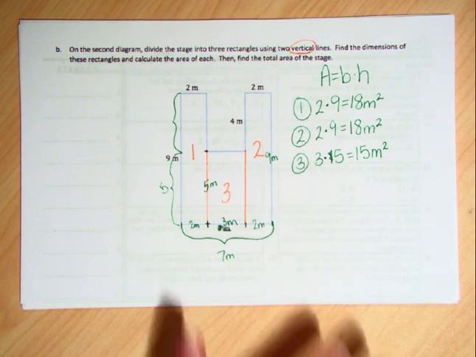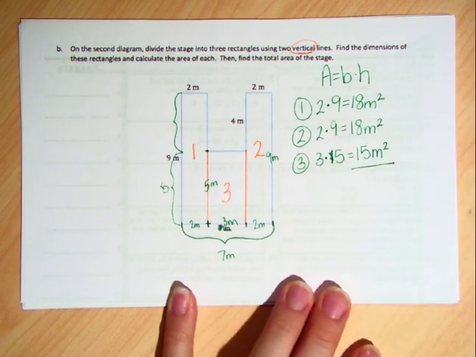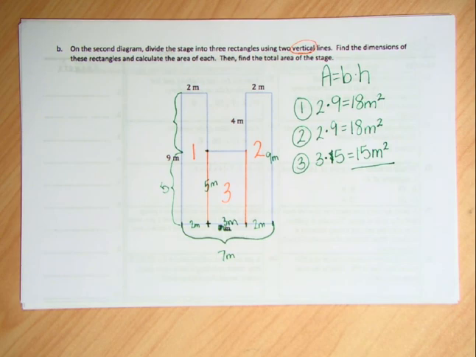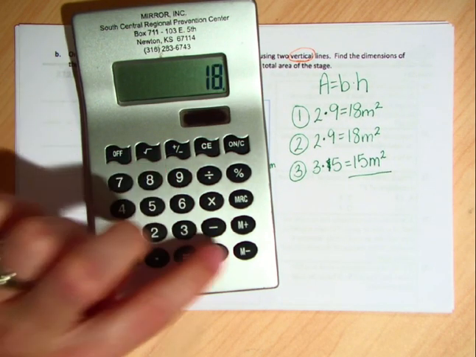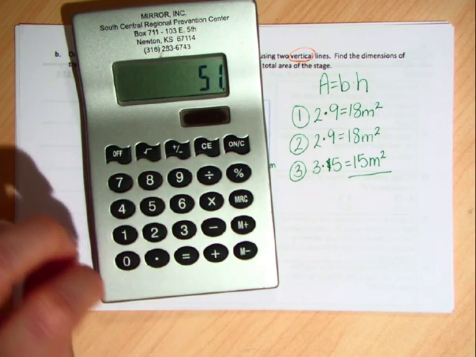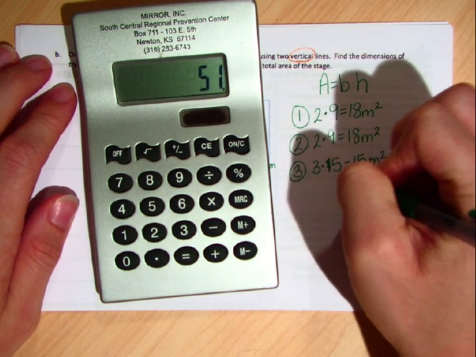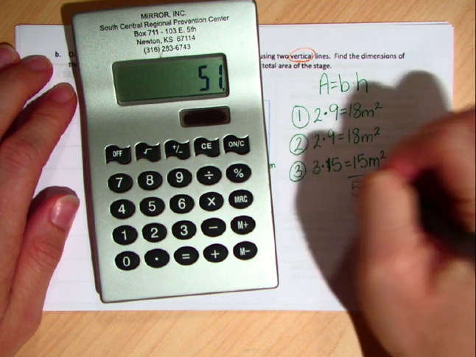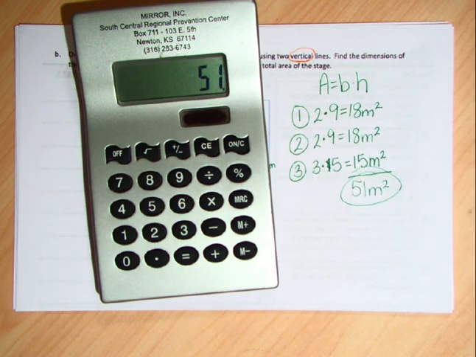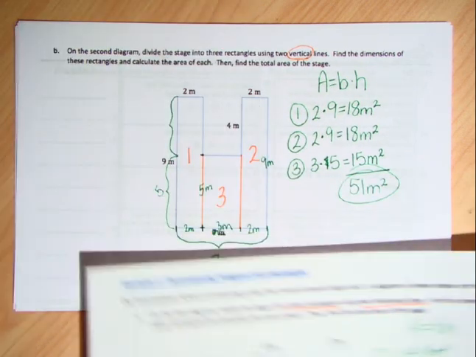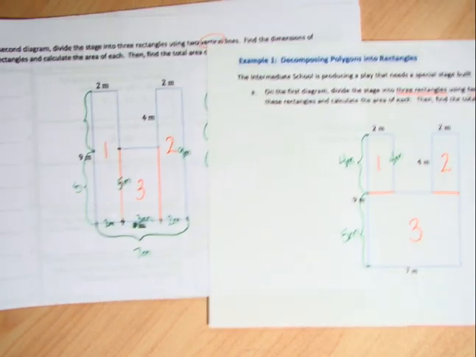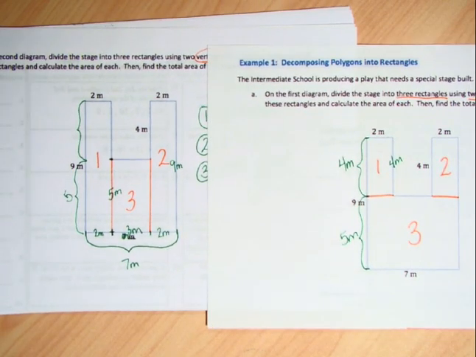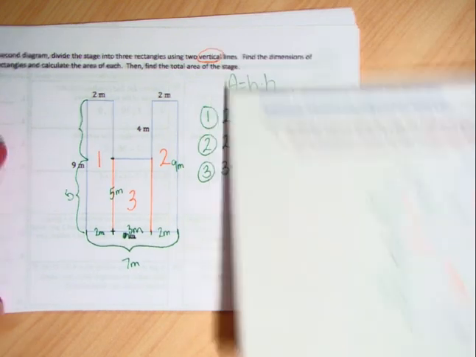We still have some more. Let's keep going. Okay, we need to add them all up. I'm going to use my calculator again, my handy dandy calculator. All right, we have 18 plus 18 plus 15. 51 meters squared. Now, that's the same as before, as it should be, because these are the exact same stage. We're just showing 2 different ways of splitting them. Doesn't matter where you split them, you get the same 51 meters squared. Awesome. Okay.